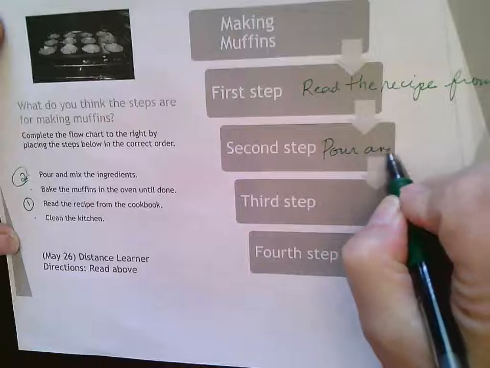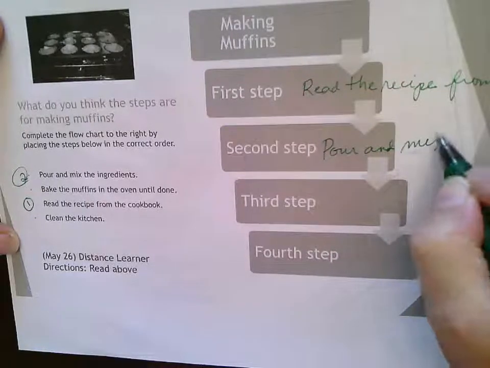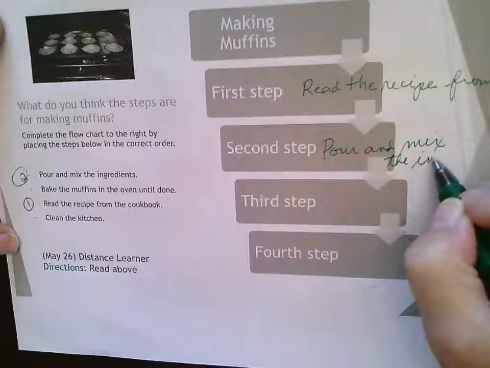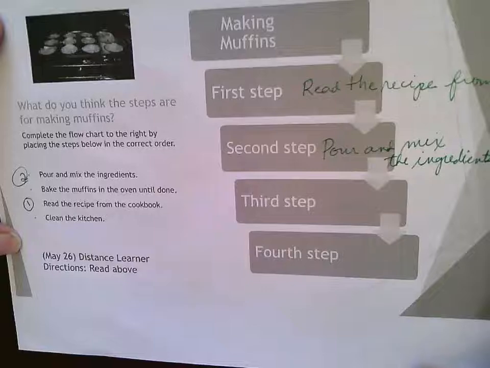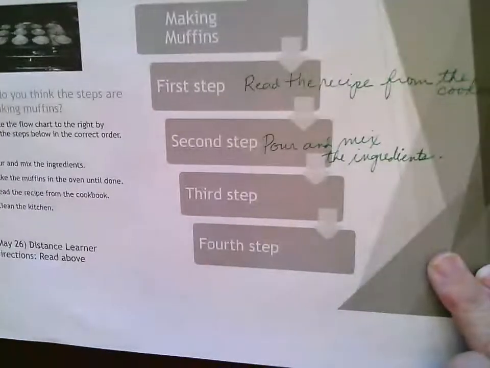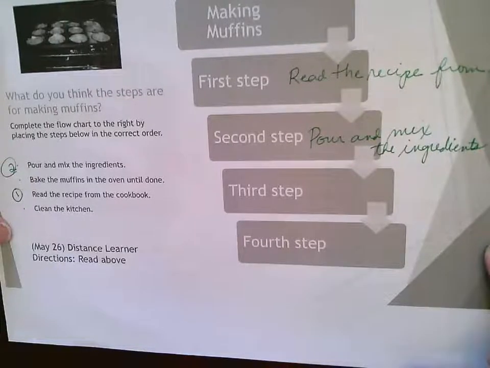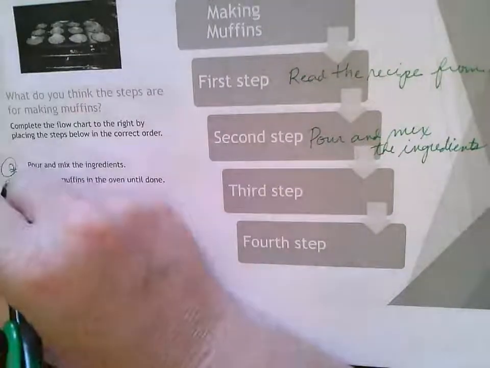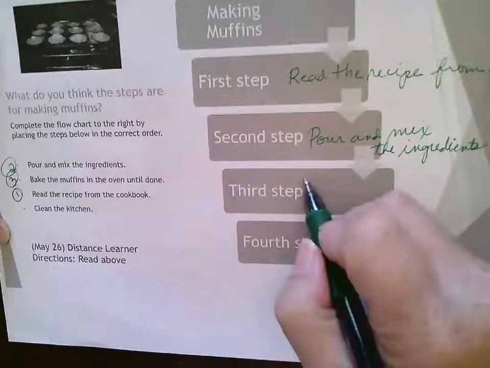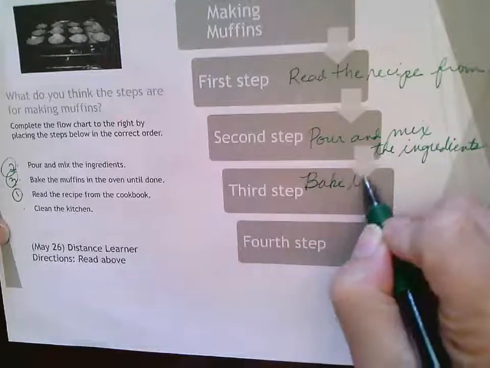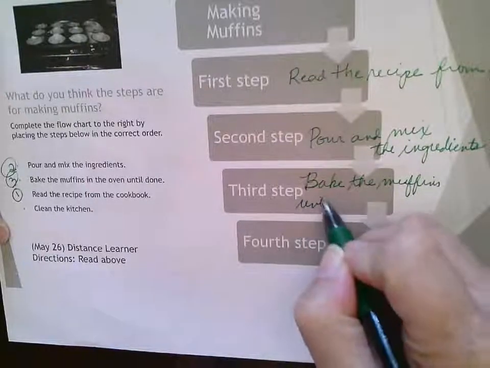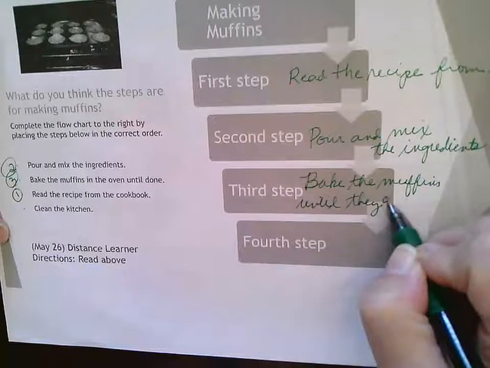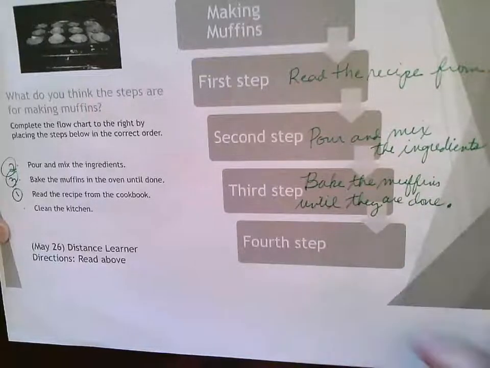Pour and mix the ingredients. And right now, boys and girls, I'm just organizing my thoughts. Okay? The next step would be the third one. I think we want to bake the muffins in the oven until done. So we'll bake the muffins until they are done. Okay?